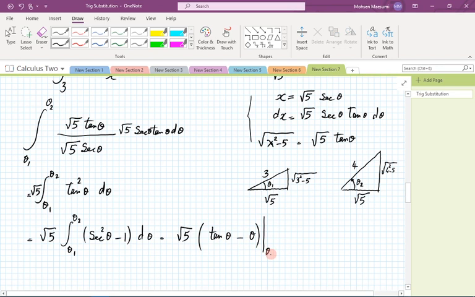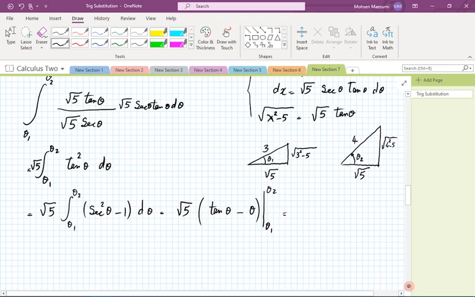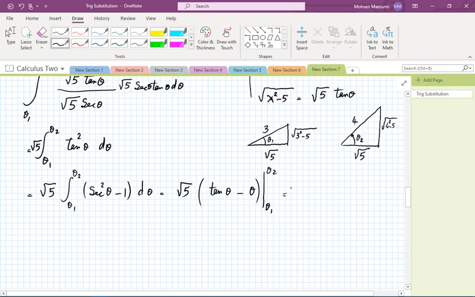Now we have theta 1 and theta 2. So let's go ahead. Radical 5 times, I have two pieces. One is tangent of theta 2 minus tangent of theta 1. Then minus theta 2 minus theta 1. Okay, we are all done.